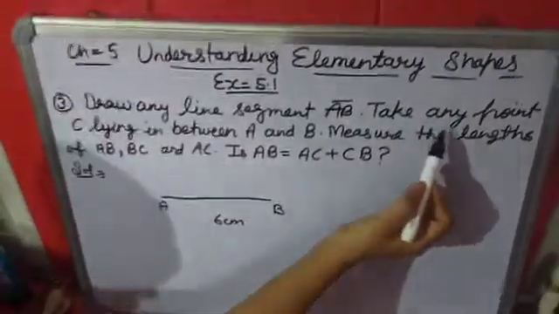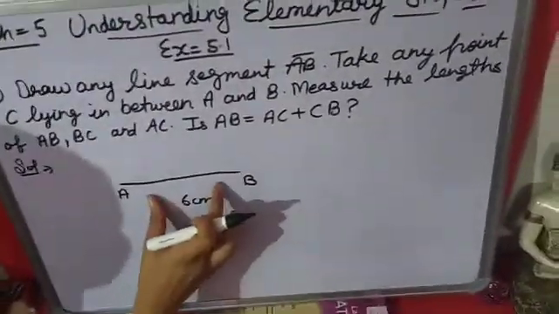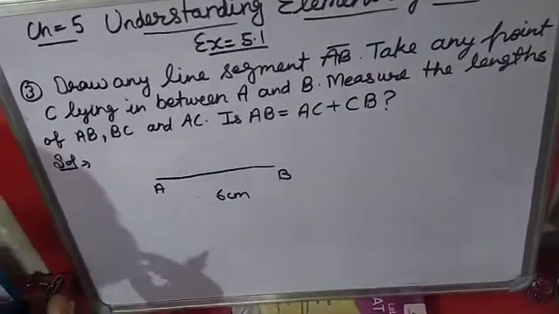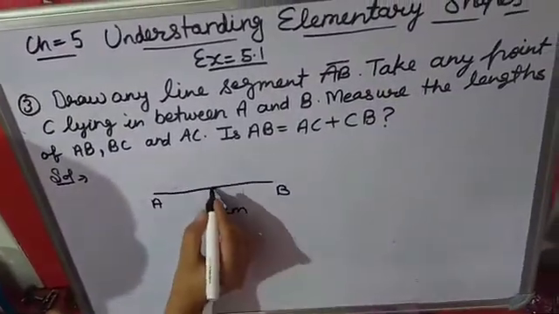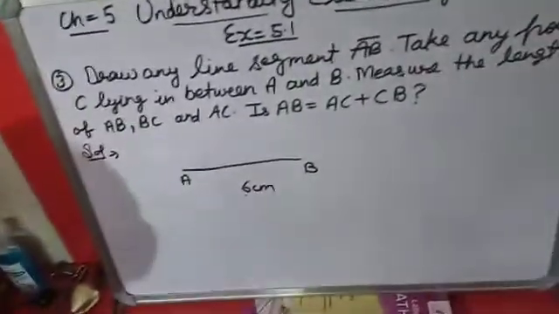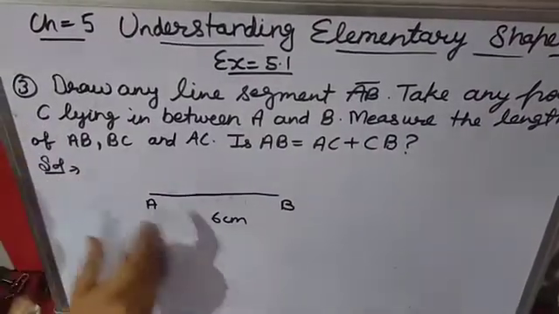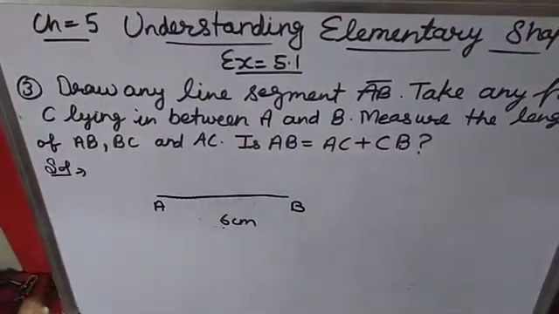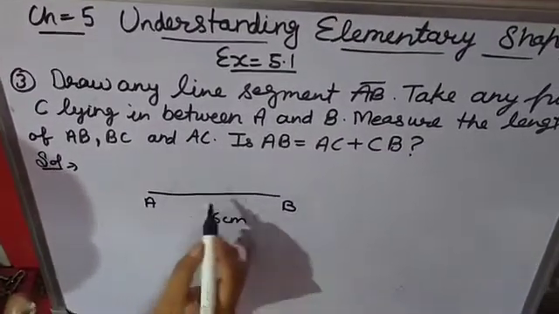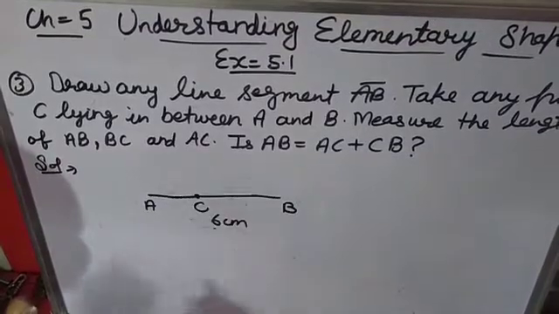Now he is saying take any point C lying in between. In between AB you have to put point C. Now see, between means half of AB. So what is the half of 6? Okay, we take point C on AB. You can take this C point anywhere. This I am taking here, that is C point.